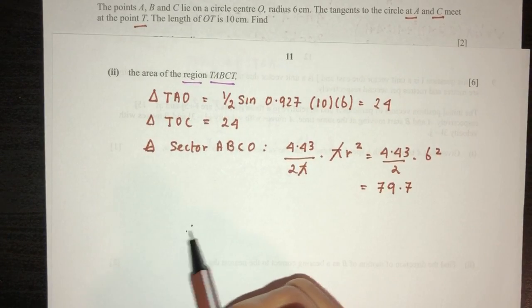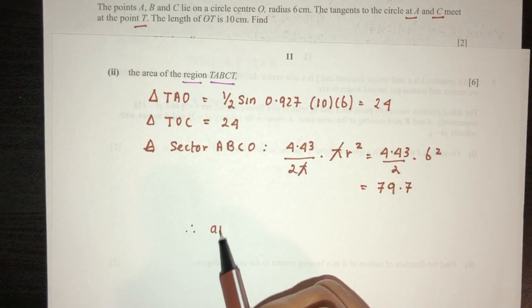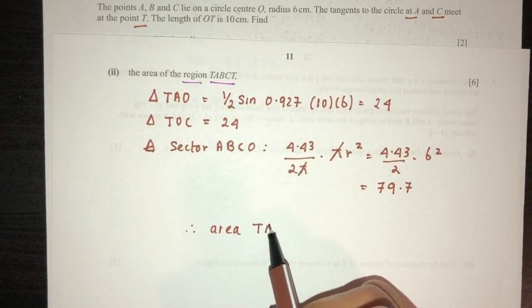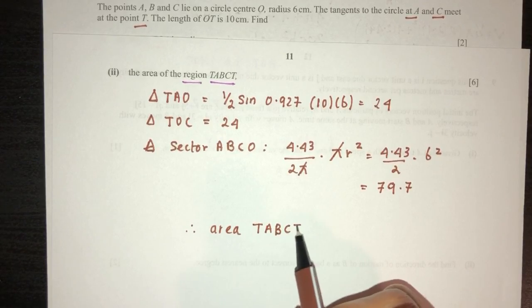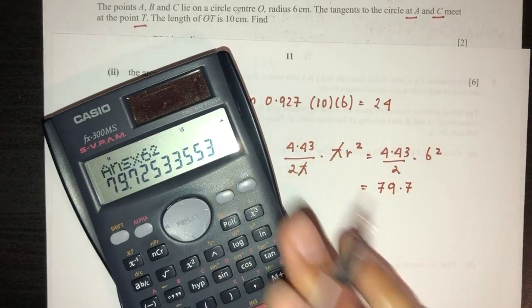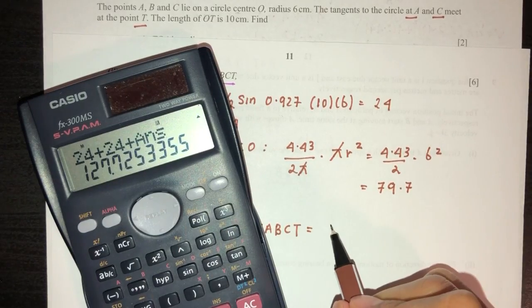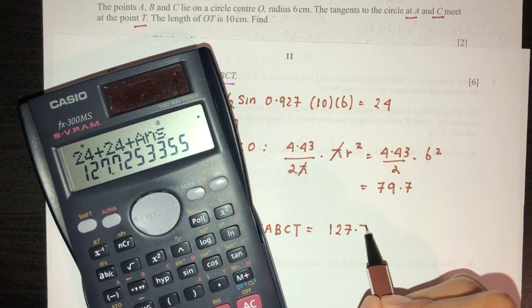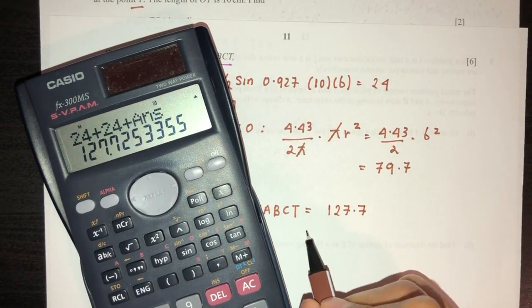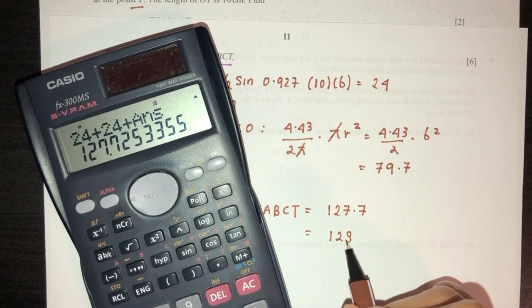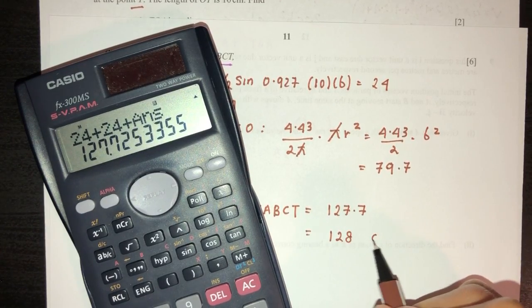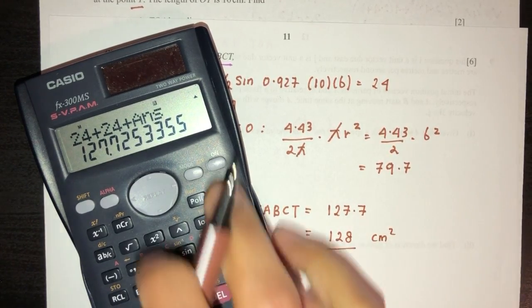Now for the area, we have to add everything together. So the area TABCT is equal to 24 plus 24 plus the answer. That should be 127.7, but correct to 3 significant figures, you can write 128. This is in centimeters squared.